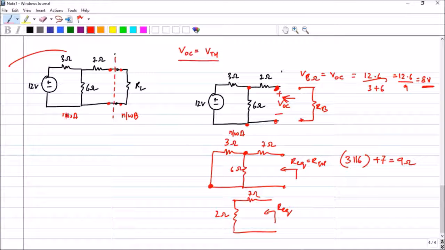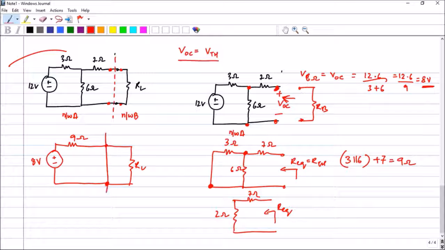That means what we can do is that this network A you can replace by an 8 volt source in series with a 9 ohm resistance. Alright, and this is your load resistance. So this has become your network A, and this is your network B. See, we have replaced this entire complex network into a simple circuit.